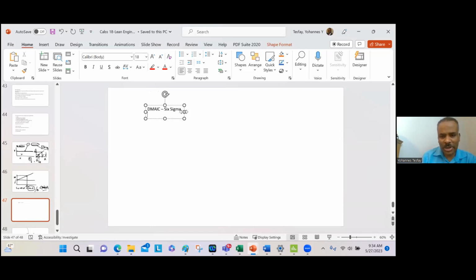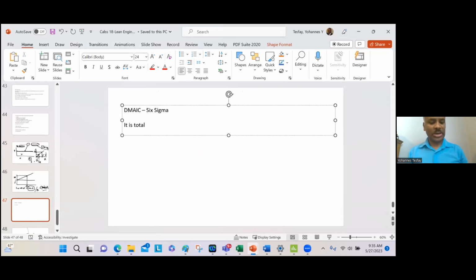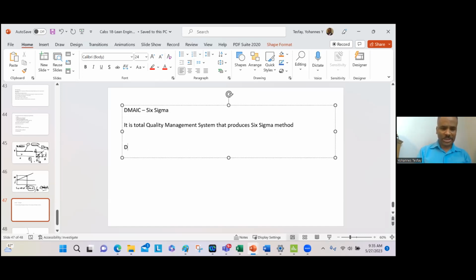What was this born from? What is the origin of Six Sigma? It is the Total Quality Management system. Okay. What is Total Quality system that produces the Six Sigma method? Okay.